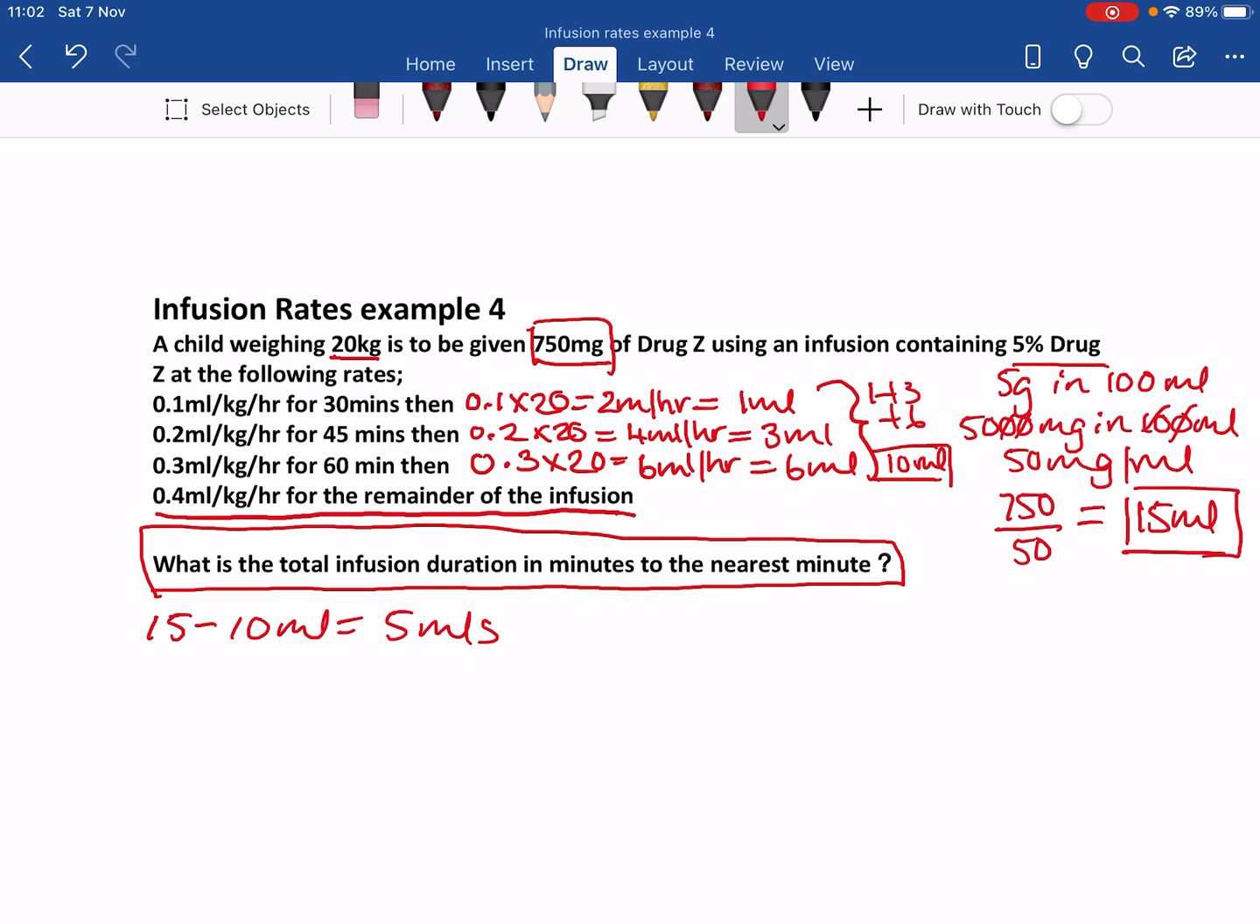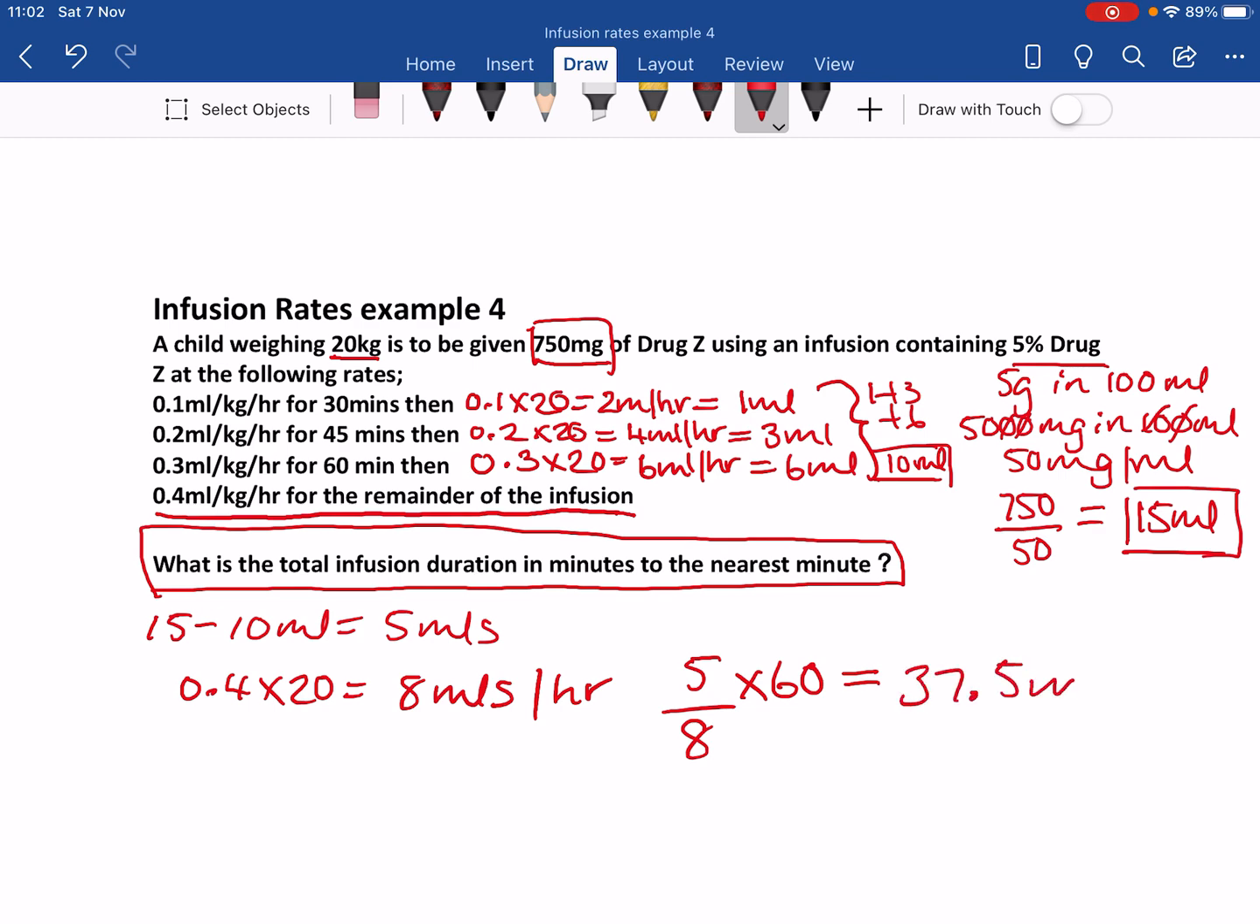So 0.4 mils per kilogram per hour equates to 8 mils per hour, and they have a further 5 mils to be administered. So 5 mils divided by 8 mils per hour times 60, that's minutes, means that it will take 37.5 minutes to administer the 5 mils.